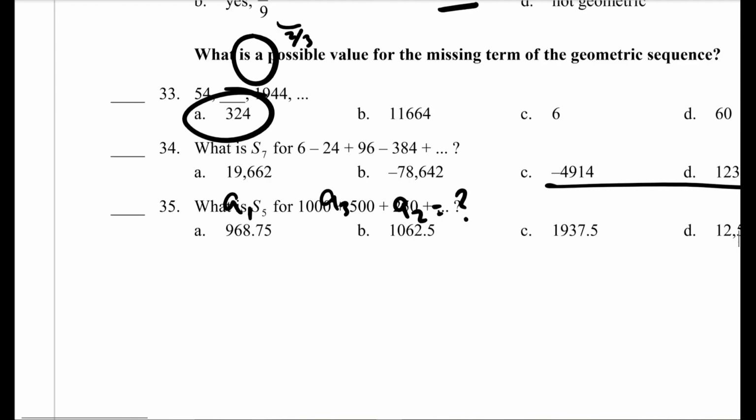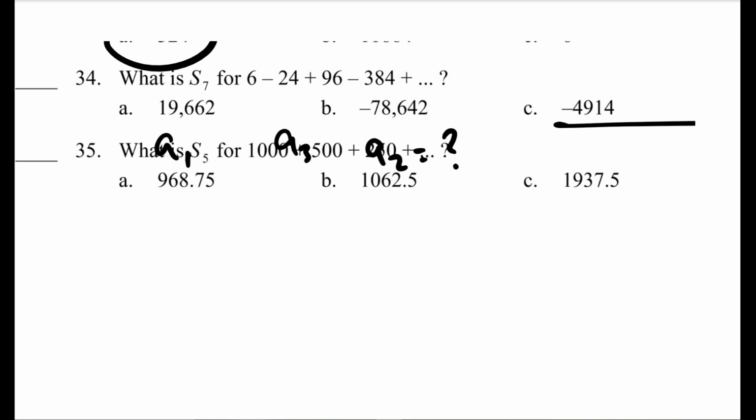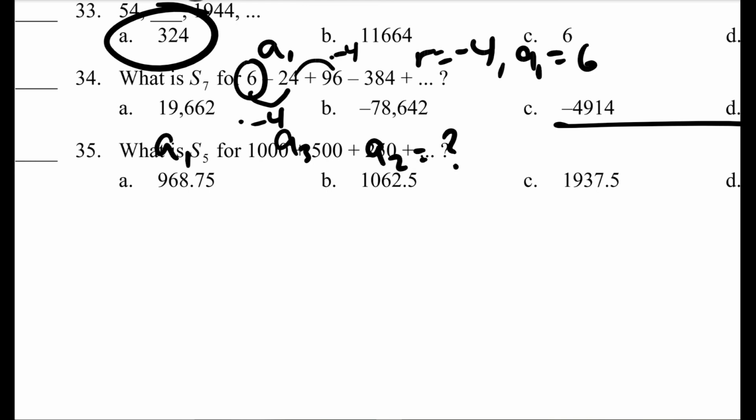And there's our guy. All right, so now this one is asking what is S7 for the following series. So we know A1. What is my R? Well, I know that it's going by -4. 6 times -4 is -24. -24 times -4 is going to give you 96. So our R here is -4, and our A1 is 6. In our case, N is 7 because we're looking for the sum of the first 7 terms.